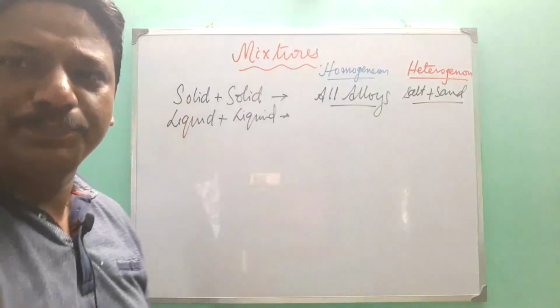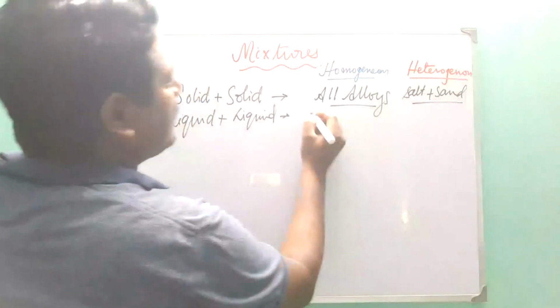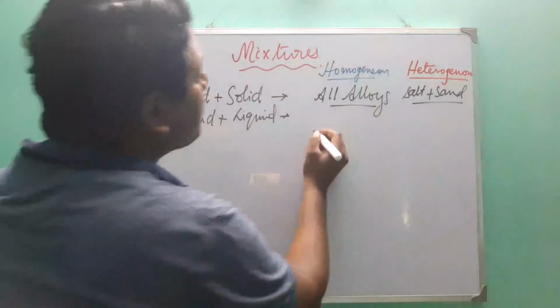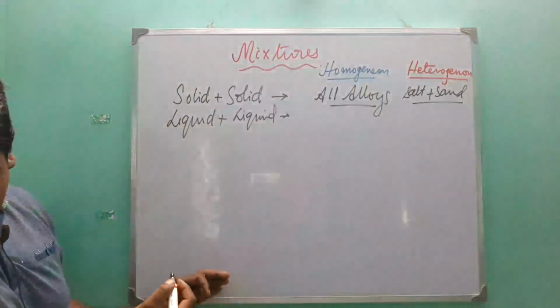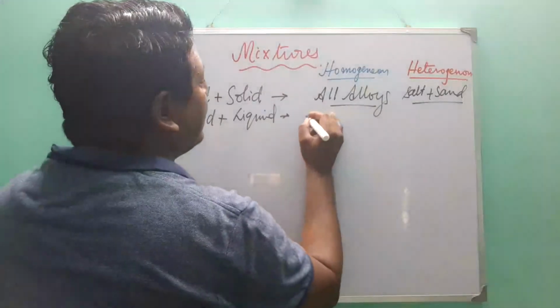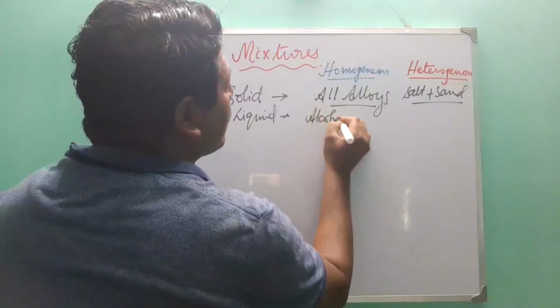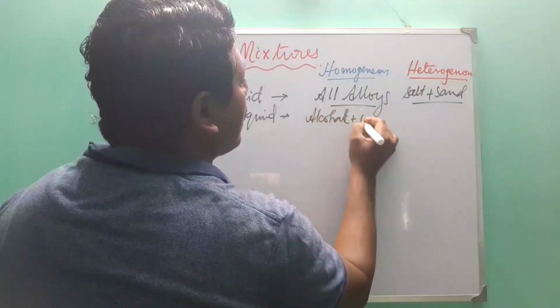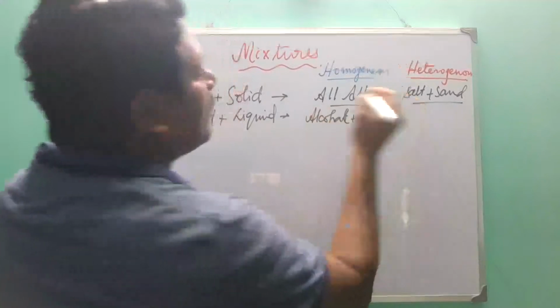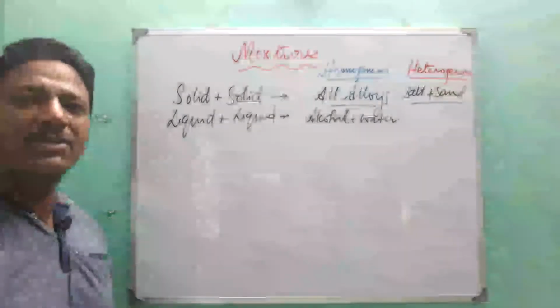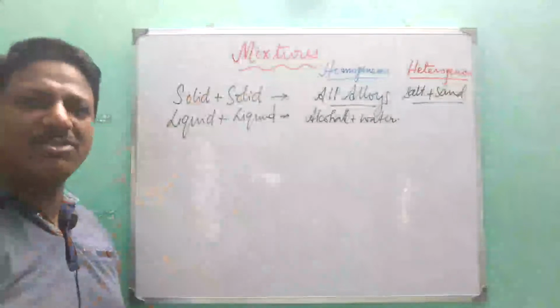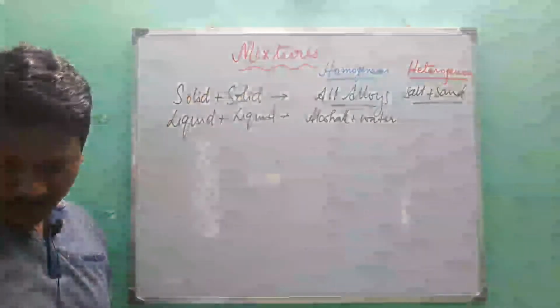Okay, the homogeneous, what we can see. You can have examples like alcohol plus water, or some beverage in the water. This is also an example of homogeneous.